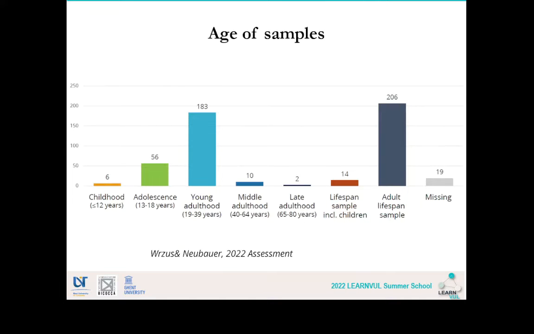This is the age of the samples. You can see young adults dominate, which is the student population, depending on the recruitment. If you recruit through students, the likelihood of having the same range of age will be very high. But it gives you a bit of an overview of what kind of populations. Childhood is very low, and for the elderly there are not that many studies either.